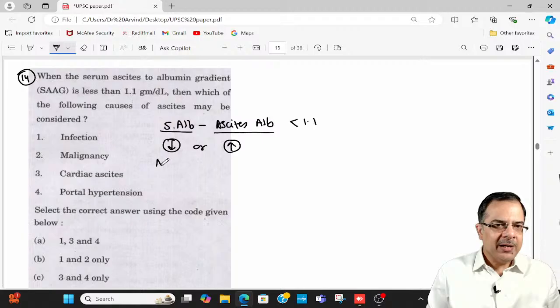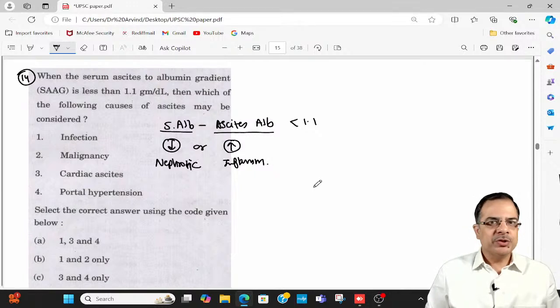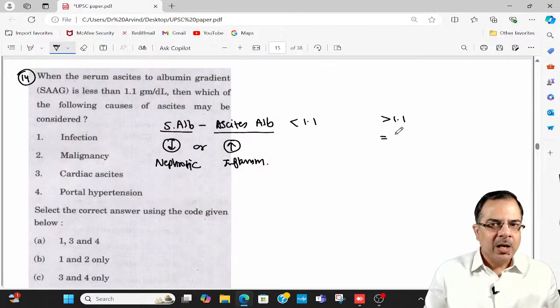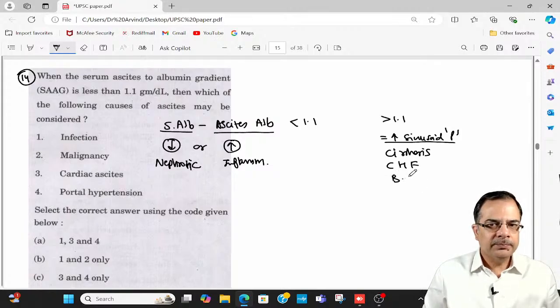Serum albumin is low in nephrotic syndrome, and ascitic albumin is high in inflammatory conditions. If it is more than 1.1, then it is highly suggestive of portal hypertension related causes, that is, any reason of high sinusoidal pressures. Whether it is cirrhosis, cirrhosis induced portal hypertension, or CHF or cardiac ascites, or it can be because of Budd-Chiari syndrome.